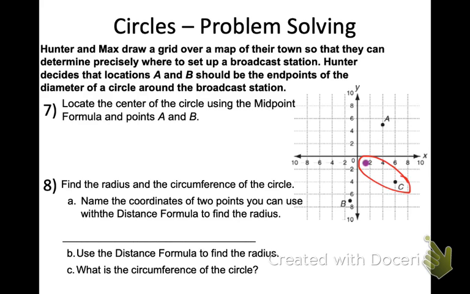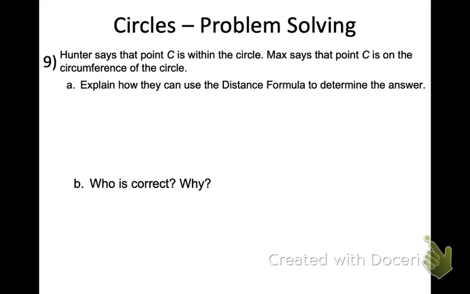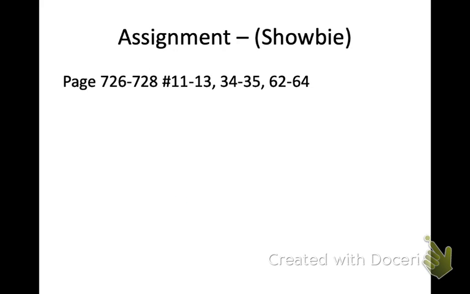All right, Jess, help me out here. So when you calculated the distance there, what did you find the distance from center to C to be? Someone help her out? Yeah, the distance here should be about 5.4. And remember, what was our radius distance? So was it inside or on the circumference? Inside. It is inside. And we're done. So who was correct then? Hunter. Hunter was correct, not Max. Max was wrong. And here's your assignment.